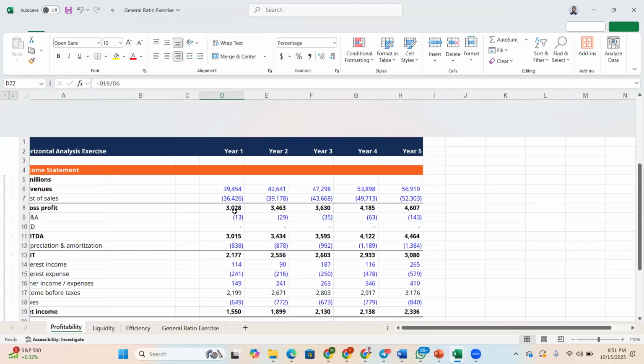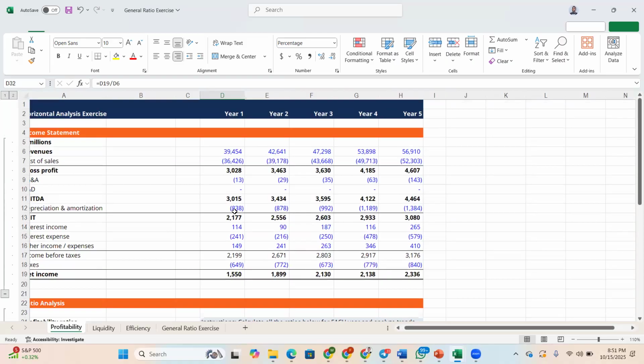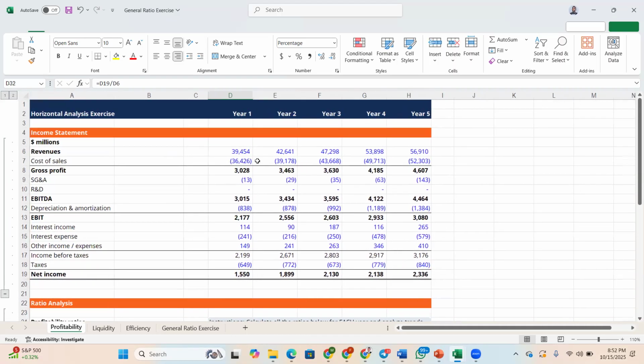Now, this is the financial statement of one company for different years: year one, year two, year three, year four, year five. If I ask you, looking at these financial statements, which year did the company perform best? Looking at the figures in the financials, is it year one, year two, year three, year four, or year five? Anybody?